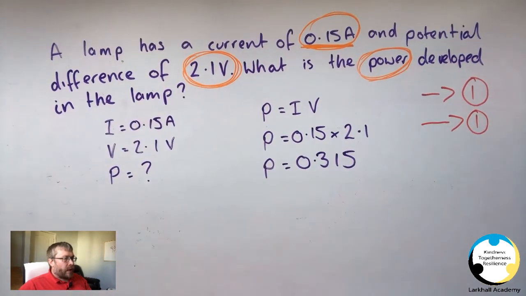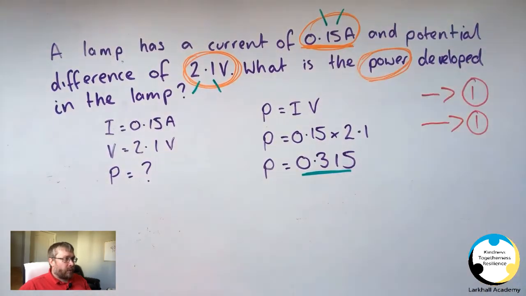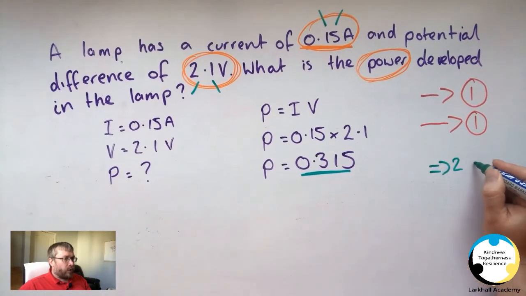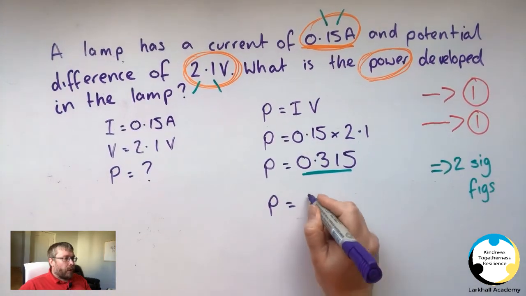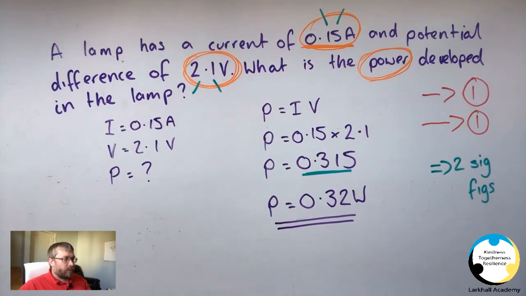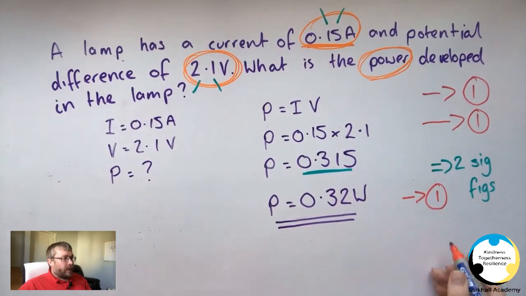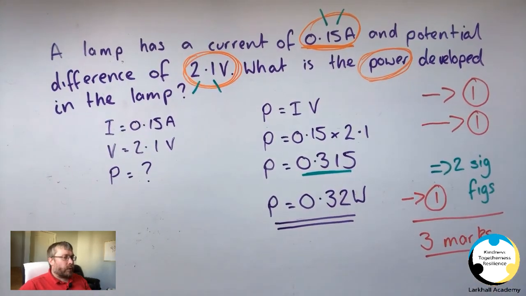So let's answer that. We get power is equal to 0.315. Now let's just have a little look at this in terms of significant figures. We've got 2 here and 2 there, so we want to give our answer to 2 significant figures. So power is going to be 0.32 watts. Simple as that. Now, that's your final mark, and obviously worth 3 marks in total.